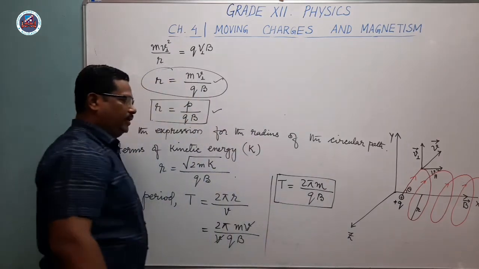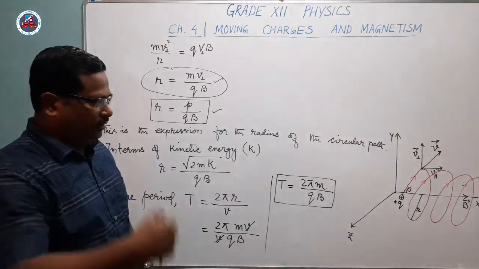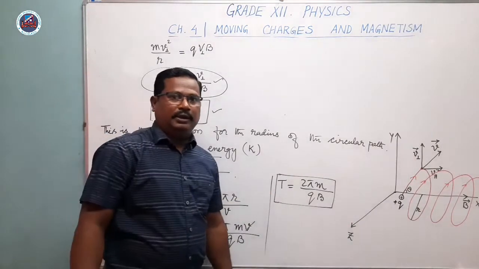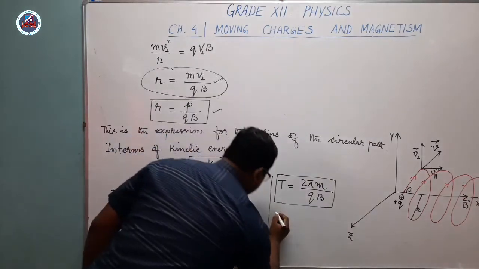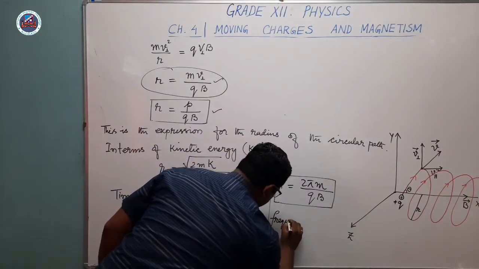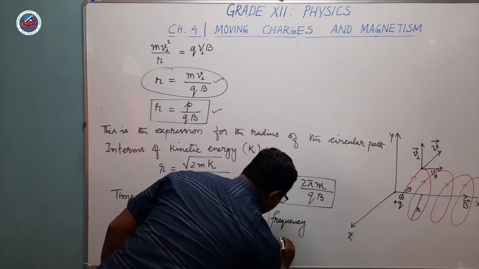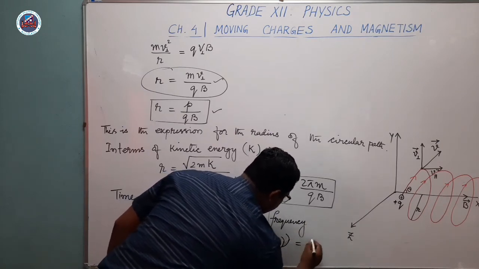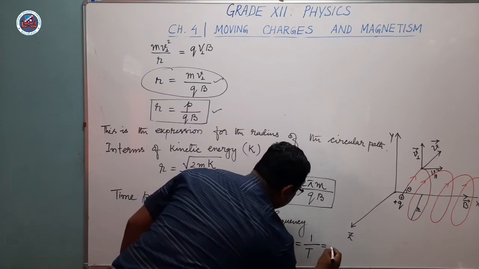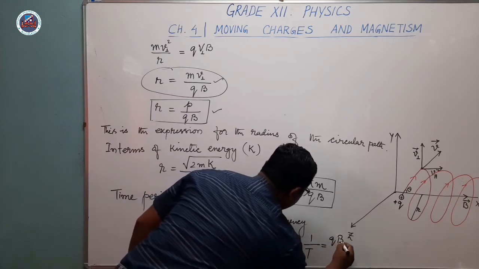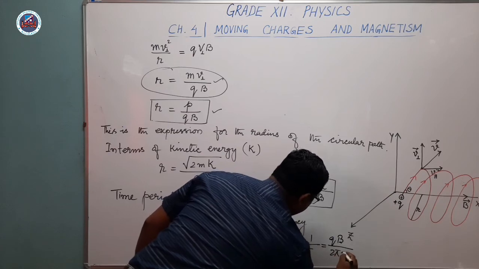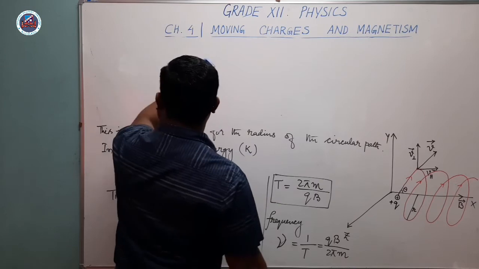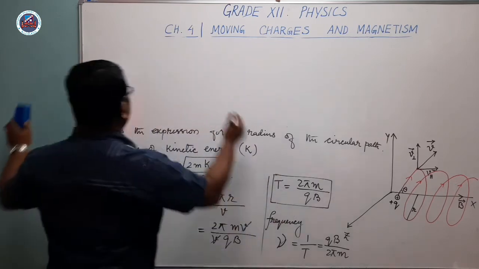Then what will be its frequency? How frequently does it rotate? The reciprocal of the time period gives us frequency. Frequency nu is equal to the reciprocal of the time period, and this is qB divided by 2 pi m. And angular frequency, how much is it then?